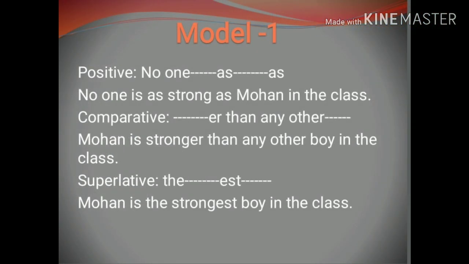Model number 1. Positive degree starts with no one. Adjective should be in between as or so as. For example, no one is as strong as Mohan in the class, or no other student is as strong as Mohan in the class. In comparative degree, adjective plus ER than any other is observed.